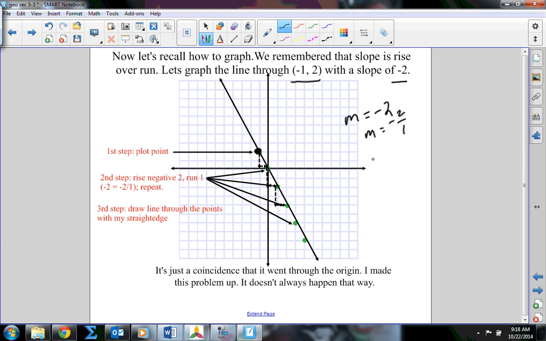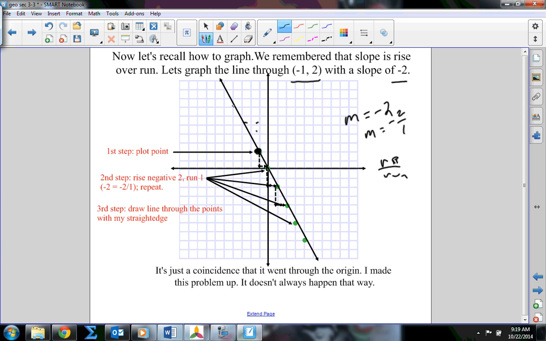Now, slope is rise over run. So I'm going to rise negative 2, run positive 1. Rise negative 2, run positive 1, over and over and over again. That's how I'm going to get my line. Now you can do it the other way. If you want to rise positive 2 and run negative 1, you can do that. Now that should end up on the line.